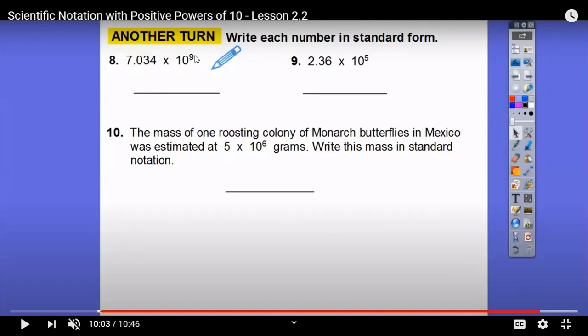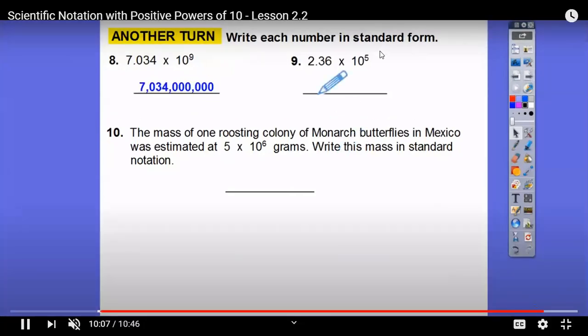7.034 times 10 to the power of 9. Yes, this one is 10 to the power of 9, and it has a positive exponent, so we have to move to the right side. How many digits? We have to move 9 digits to the right. If you count the digits after the decimal point, you will find 1, 2, 3. How many zero places do we have to put here? Then I'm looking for 6 more zeros. Then it will be like this.